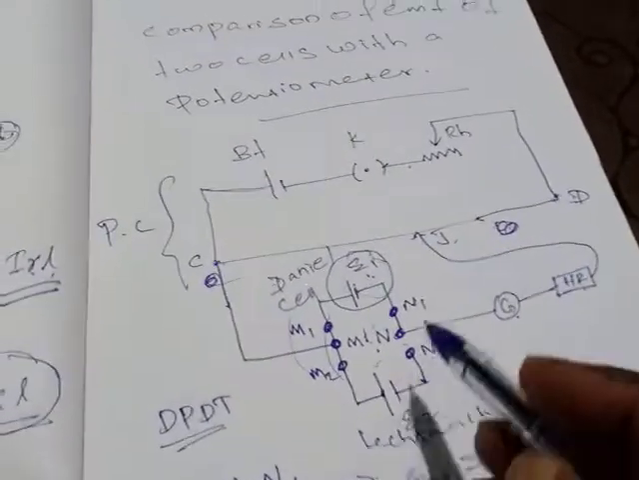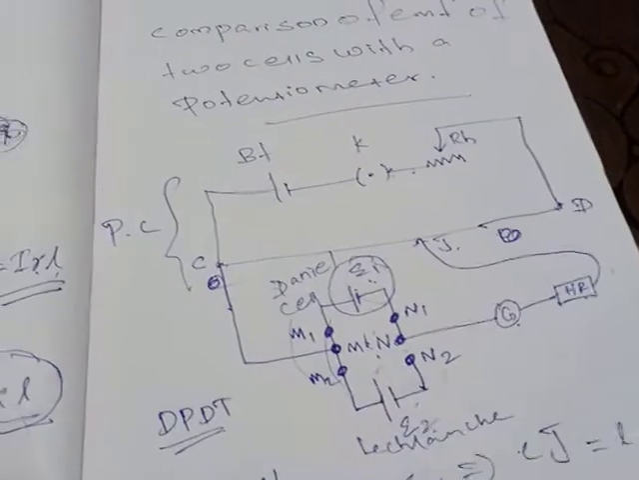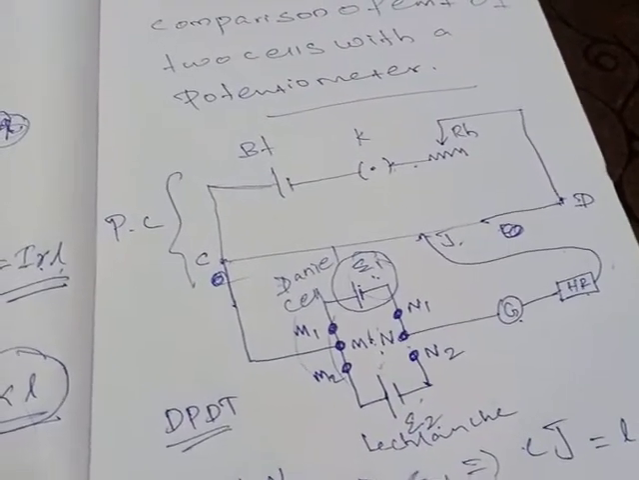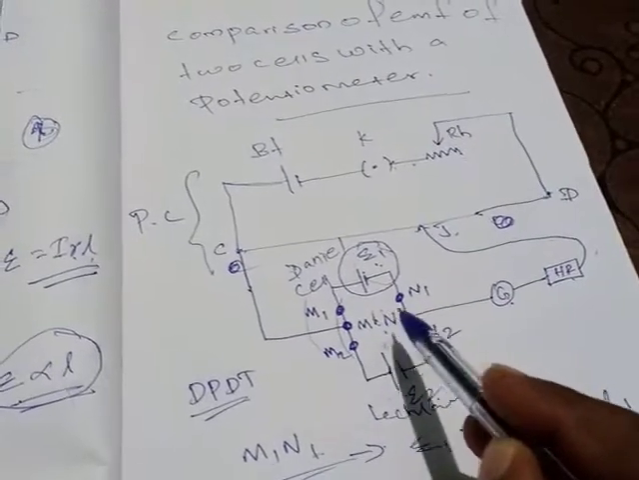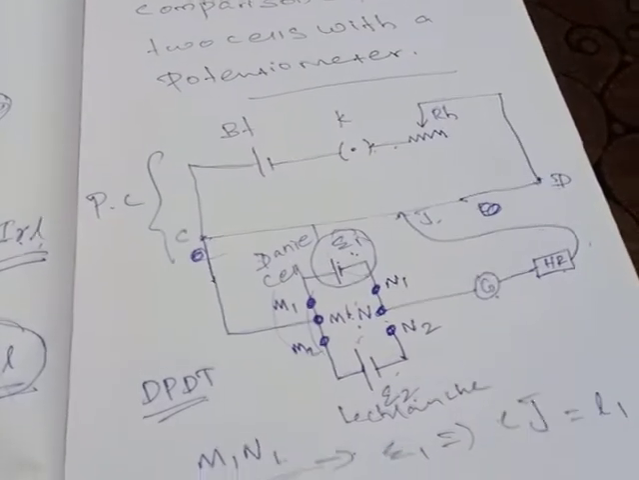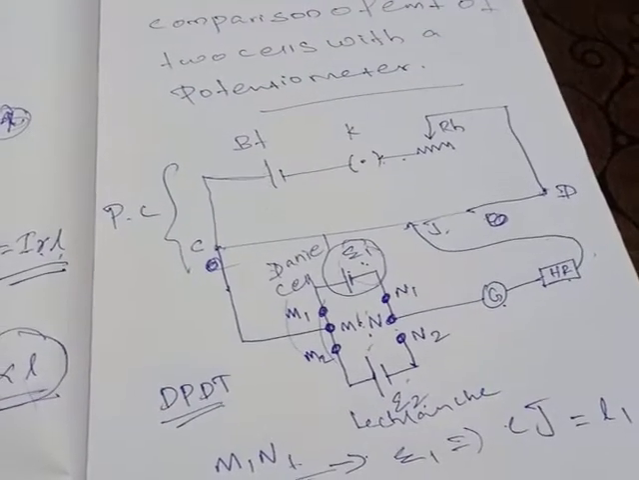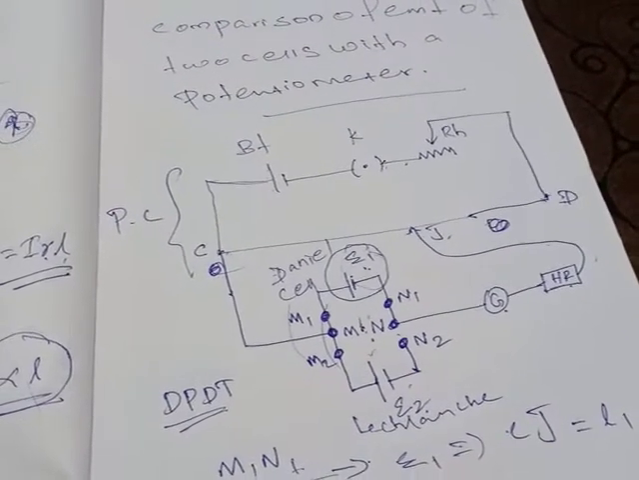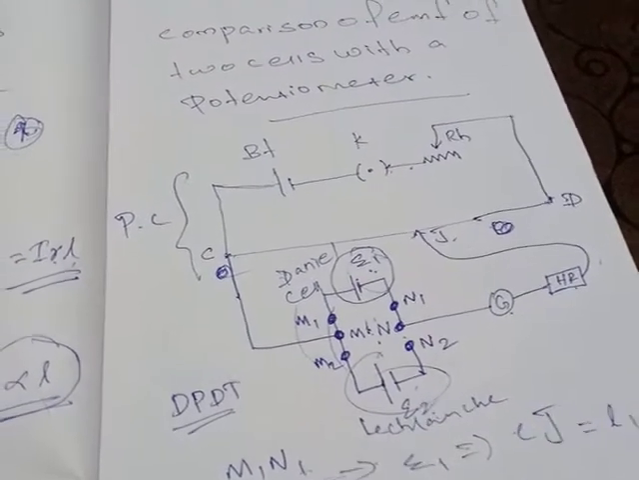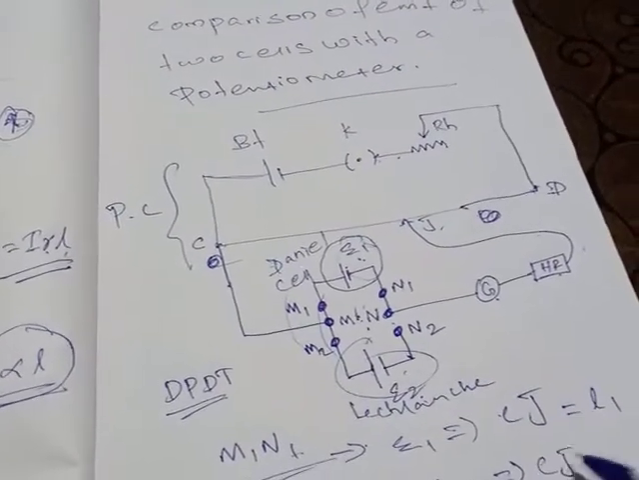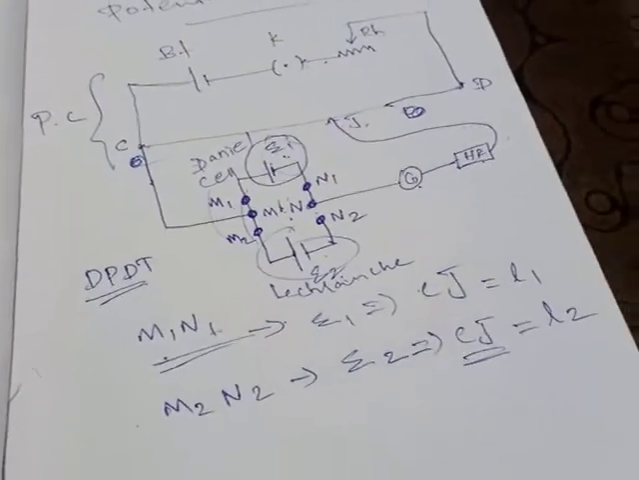Next, we will include M2, N2, so the switch is pressed towards M2, N2 and EMF 2 is included in the circuit. Now EMF 2 is active, the Lagrange cell is active. Again we will find the balancing length CJ. Now the balancing length we take as L2.